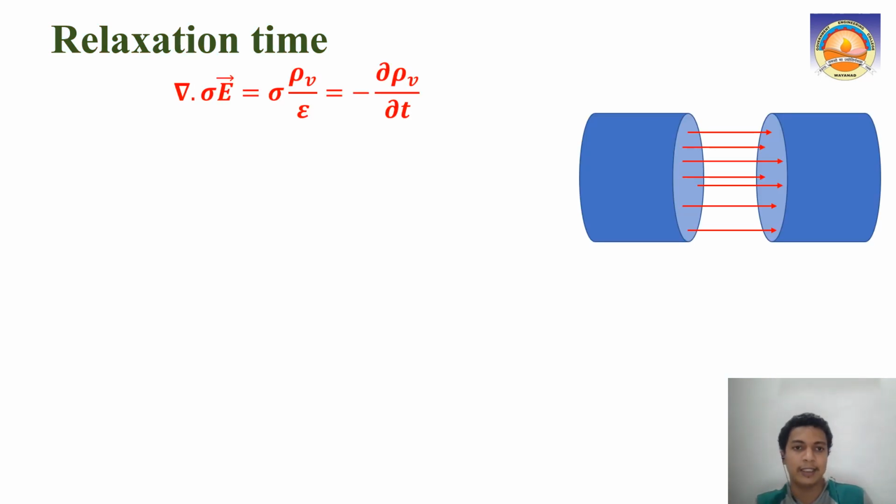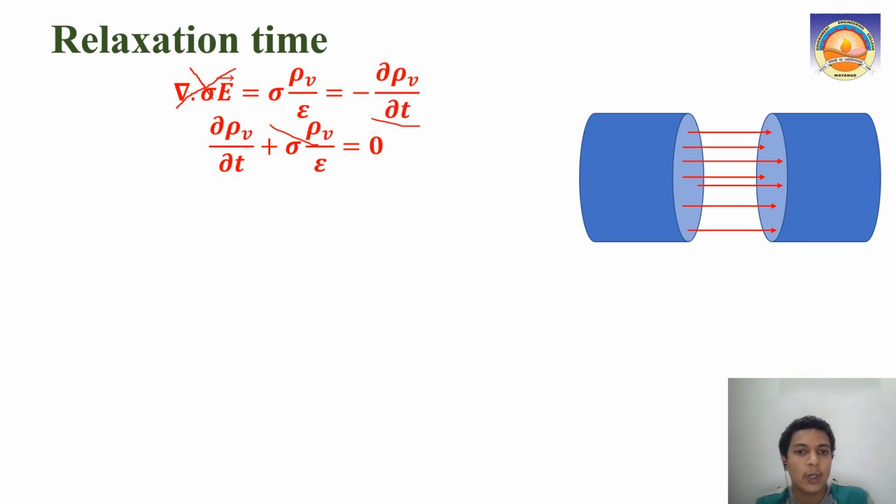So this is our equation, del dot sigma E equal to minus dou rho V by dou t, which is also equal to what? Sigma into rho V by epsilon. So from here, if we are equating, let us take out this part, then when these two are equal, we can just take it into one side, right?